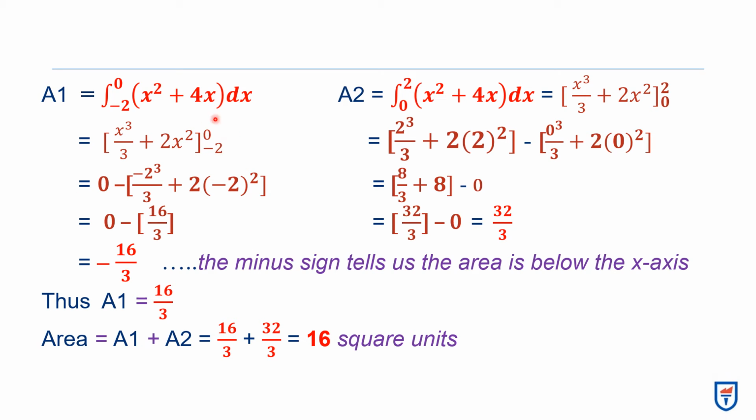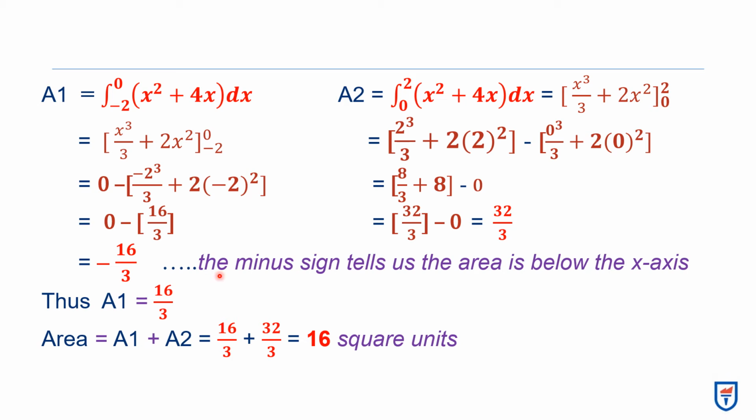Now we substitute our upper limit into the expression. When we substitute our upper limit, which is 0, in place of x, we're going to have 0 cubed over 3 plus 2 times 0, which gives us 0. And then we say minus the substitution of the lower limit, which is minus 2. When we substitute minus 2 in place of x, we're going to get minus 2 cubed over 3 plus 2 times minus 2 squared. And when we solve, we're going to have 0 minus 16 over 3, which gives us the result of minus 16 over 3.